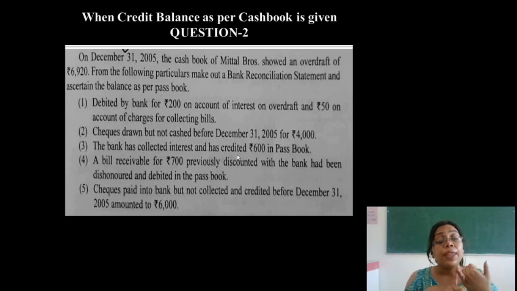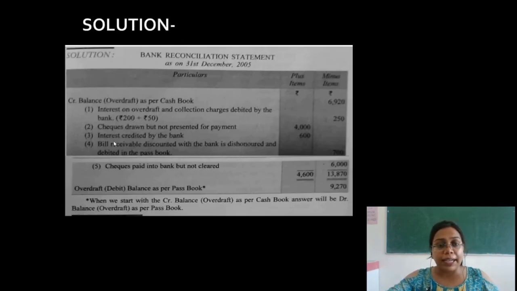Please look at it: the bank has collected the interest from some third party for me, and it has deposited that amount in my bank and my passbook as well, but I do not have any information about this receipt. So I have not shown this amount as an increased amount in my bank column. So now what I'll do, I will write this 600 rupees in my plus column, and I will write it as interest credited by the bank.